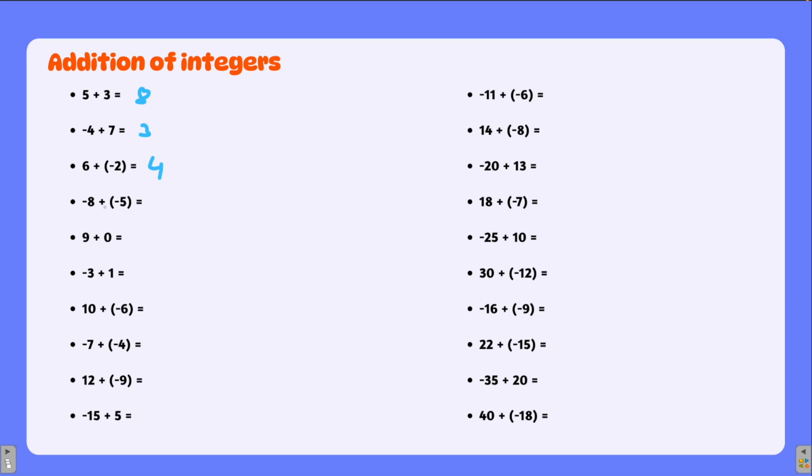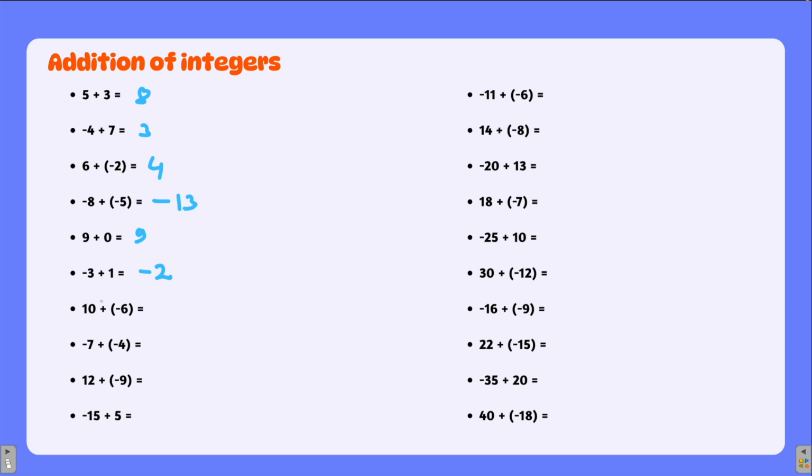Minus 8 plus minus 5, and that's two negative numbers getting added together, so it will be negative, and that is 13. 9 plus 0 is simply 9. Minus 3 plus 1, a negative number and a positive number. You subtract them and put the sign of the greater number.